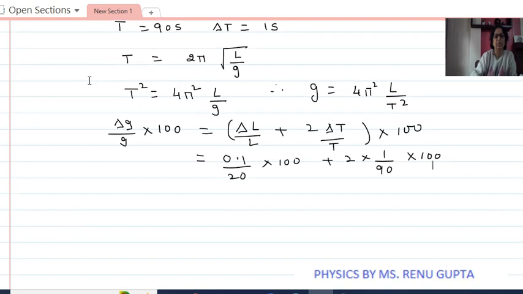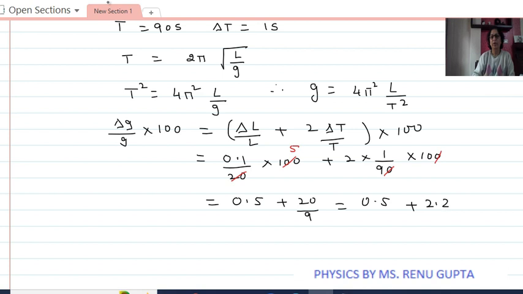So on solving this, 20 makes 1, the 5 the. Here also this 0 gets cancelled. So we are having 0.1 into 5 is 0.5 plus 20 divided by 9, that is equal to 0.5 plus 2.22, which equals 2.72%, which can be considered to be approximately 3%.